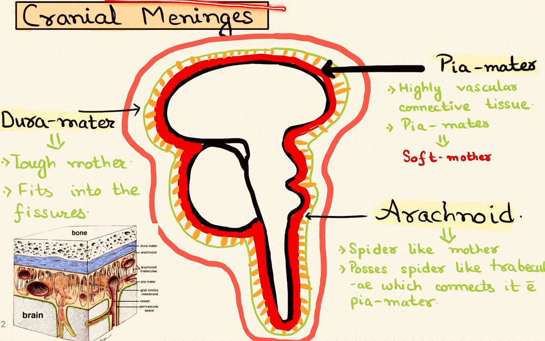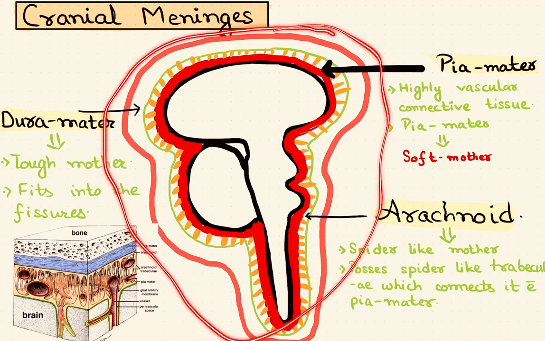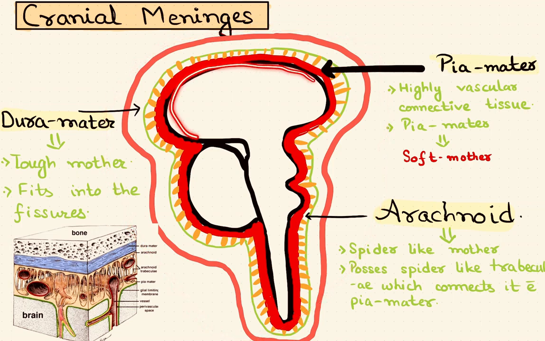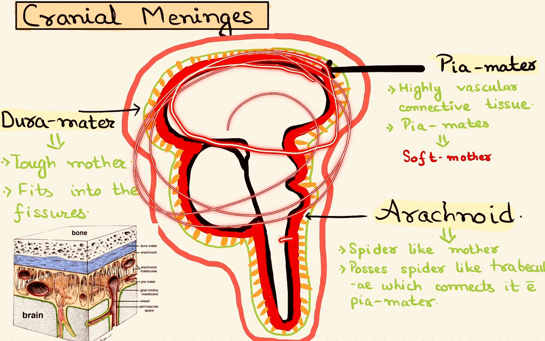Hello everyone. Today in this video lecture we are going to study about cranial meninges. What are these meninges? Meninges are the layers surrounding the central nervous system. As you can see, this particular part is the brain and this is the spinal cord.